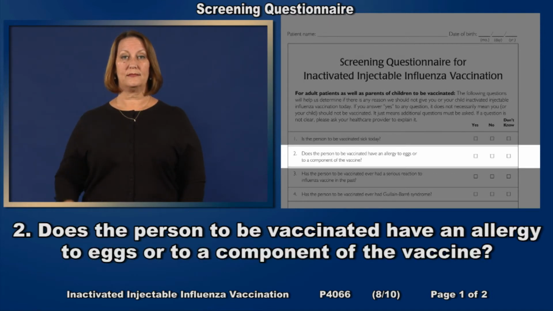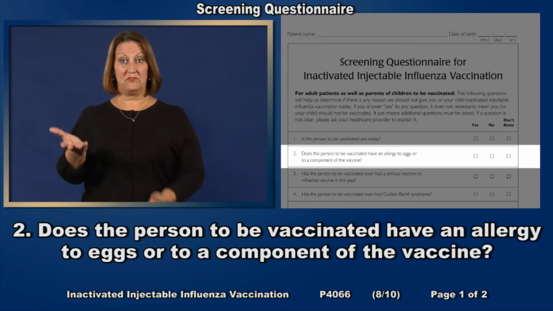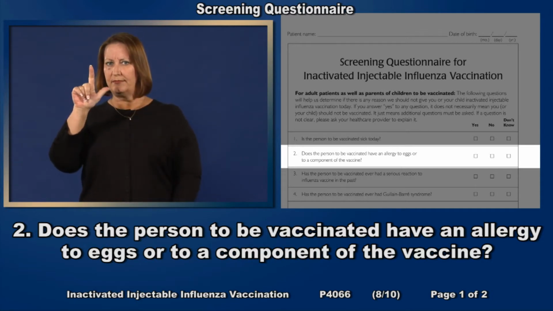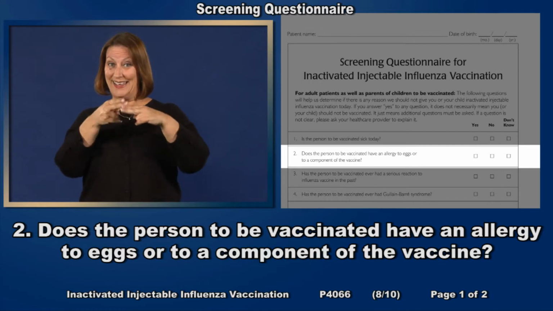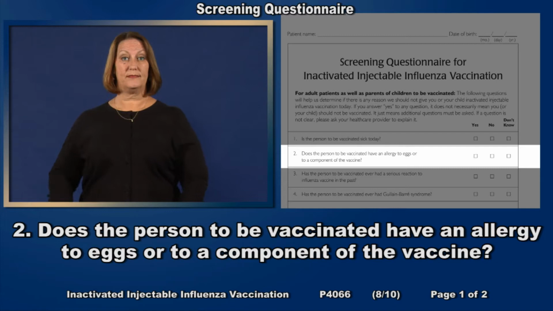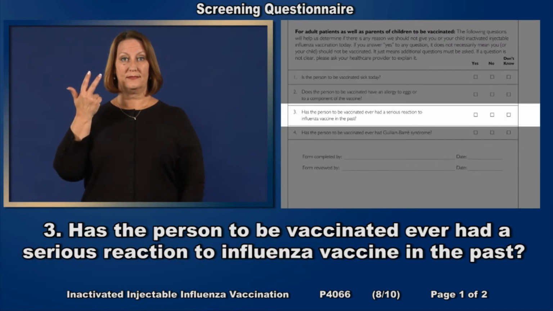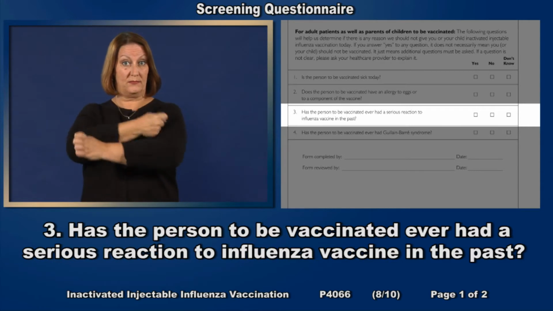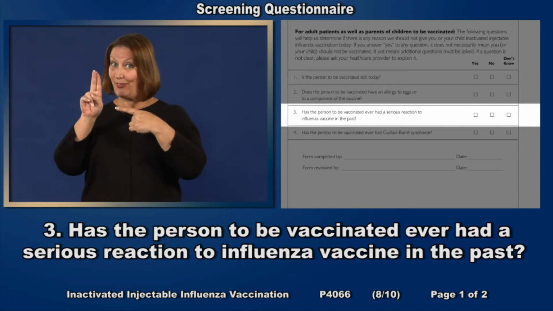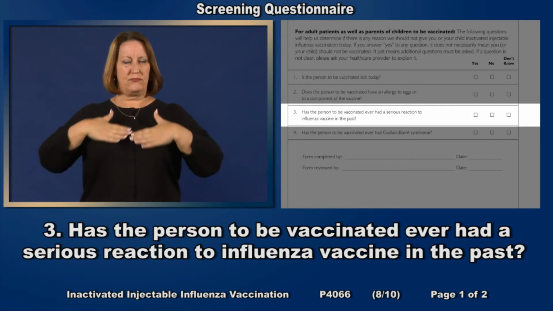Number 2. Does the person to be vaccinated have an allergy to eggs or to a component of the vaccine? Number 3. Has the person to be vaccinated ever had a serious reaction to influenza vaccine in the past?